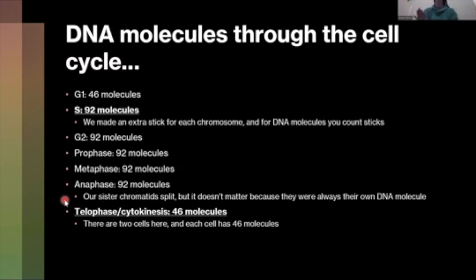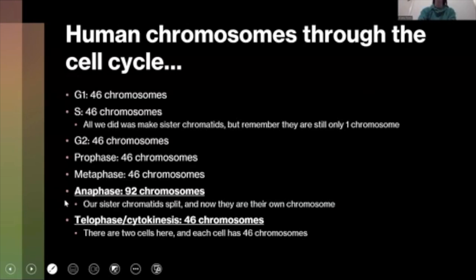Let's say it's prophase. I want you to think, okay, where does prophase happen? It happens after S, so we've doubled already, but it happens before telophase and cytokinesis, so we haven't halved yet, which means that we're still doubled. Let's go back to the chromosomes example.